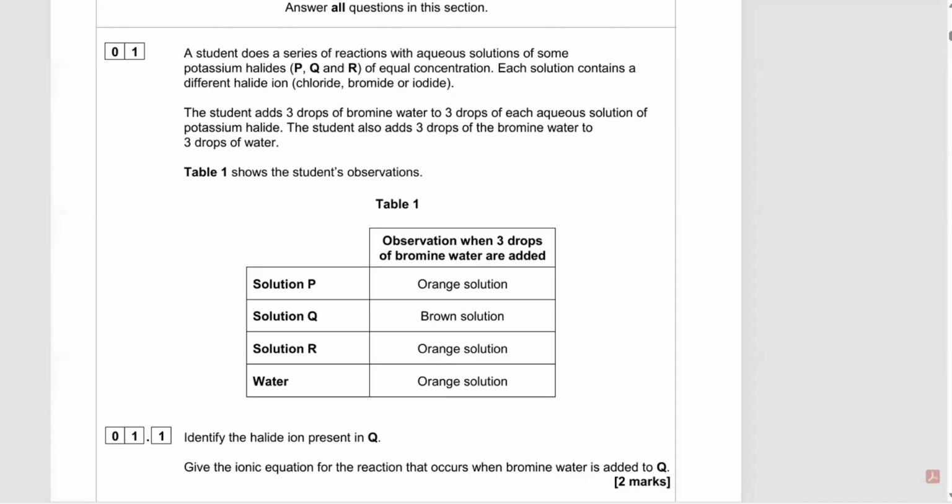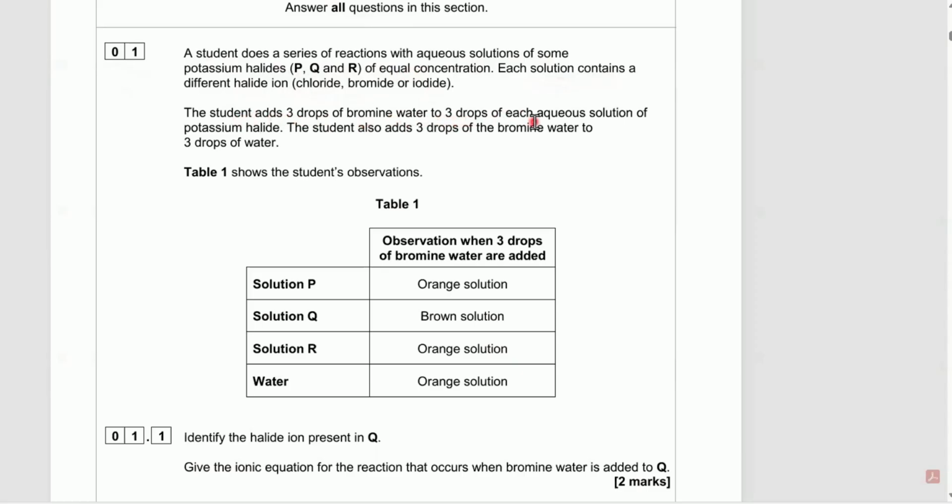Going to go through this question from the AS Chemistry 2024 paper 1 for AQA. And it's question 1, it's on halides. So question 1: a student does a series of reactions with aqueous solutions of some potassium halides, P, Q and R, of equal concentration. Each solution contains a different halide ion. That's chloride, bromide, or iodide.